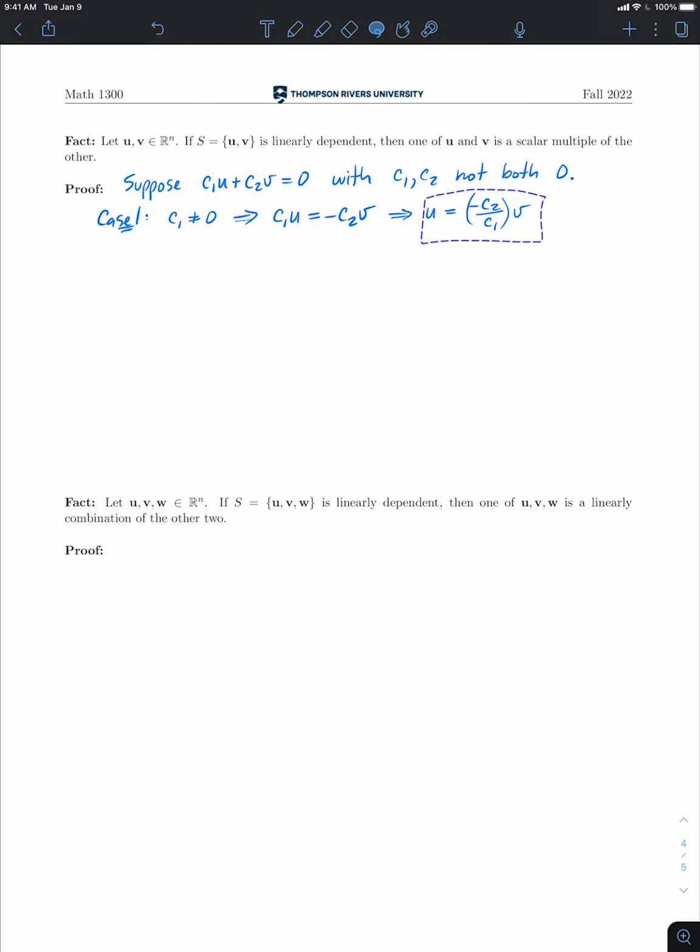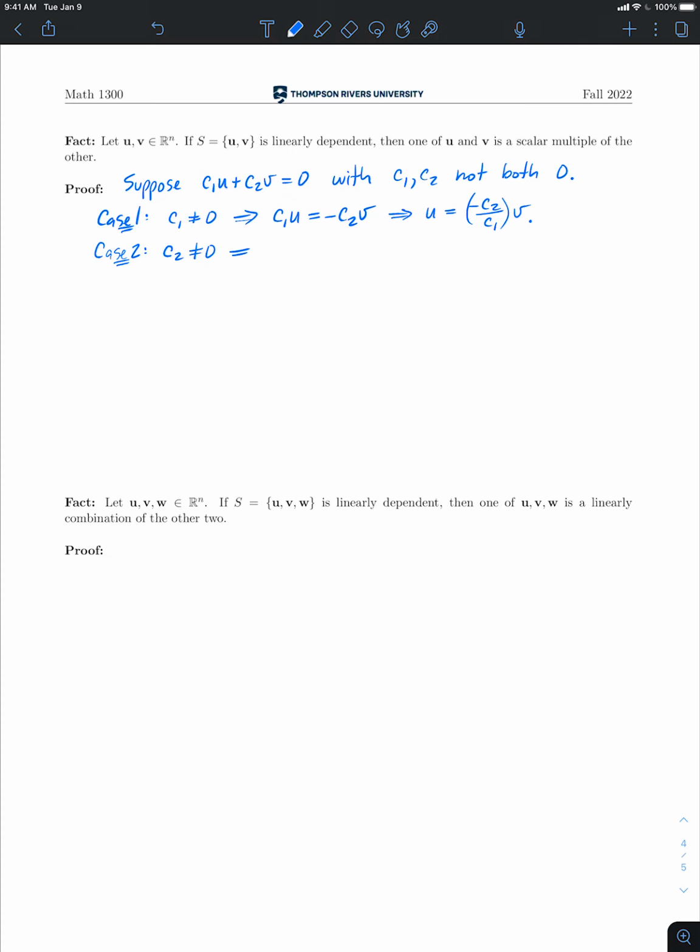What does that tell you? It tells you that u is a scalar multiple of v. What is the scalar? It depends on what c1 and c2 were, but you can figure it out in this fashion. So in that case, the proof is complete. We know that one of the two vectors u and v is a scalar multiple of the other. The other case might be that c2 is not equal to 0. Maybe you want to pause the video and see if you can fill in the rest, but it's going to be the same sort of approach.